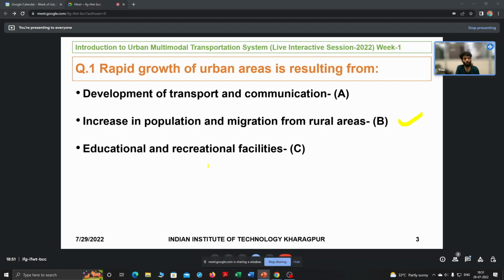Because of the jobs, people are mainly going to the urban area. And as it's an urban area and the number of people and population are more now, you need to build good infrastructure in terms of educational institutions also, right? So it's the other way around. So this is the correct answer: increase in population and maybe migration to urban areas.